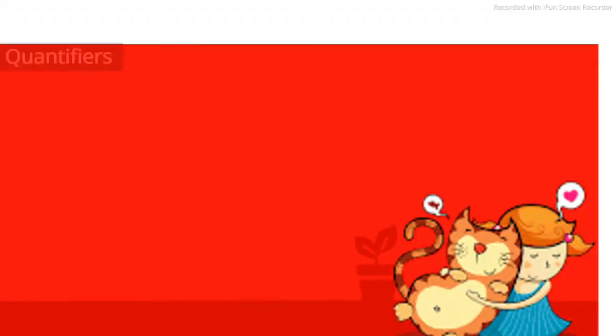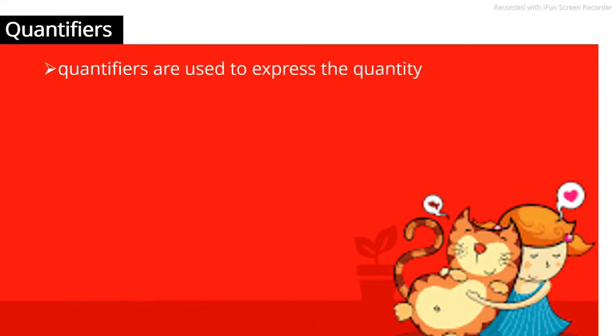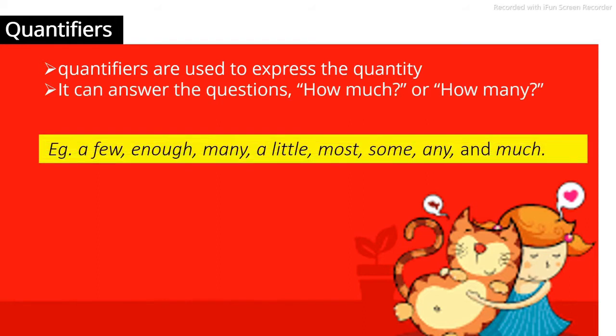Now let's look at the next determiner, that is quantifiers. Quantifiers, as the name says, are used to express the quantity or sometimes the numbers. They can also answer the questions how much or how many. For example, we have a few, enough, many, a little. These are the words which can be used as quantifiers before nouns.